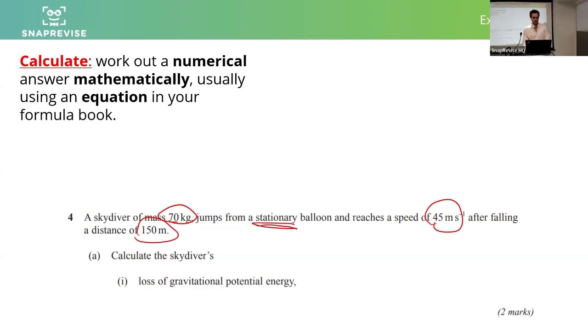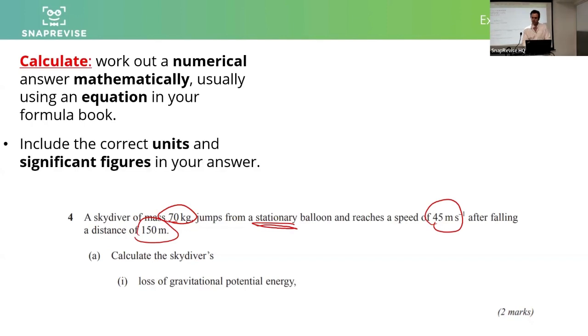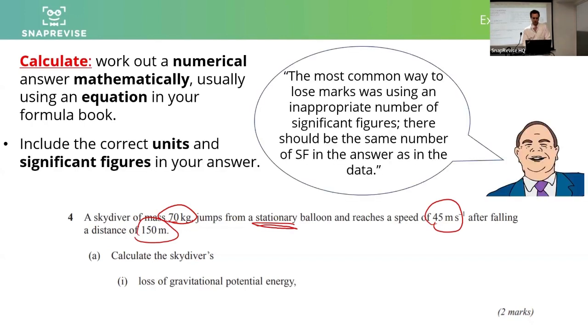Okay, so hopefully we are familiar with the formula for gravitational potential energy. If not, I believe these days most equations are on your data sheet, but you don't want to spend too much time rifling through that in the exam. mg delta h should see us through. The most common way to lose marks was using an inappropriate number of significant figures. There should be the same number of significant figures in the answer as in the data.